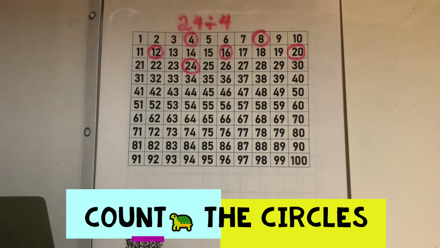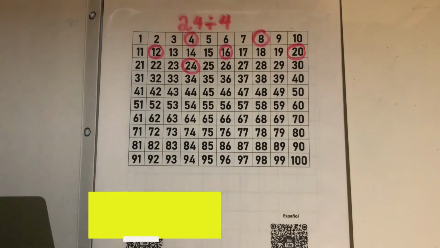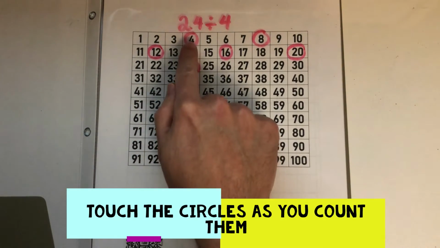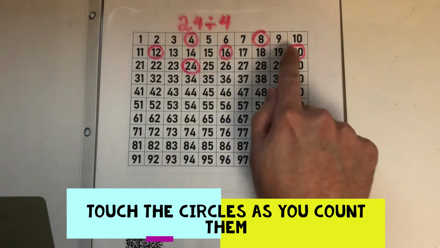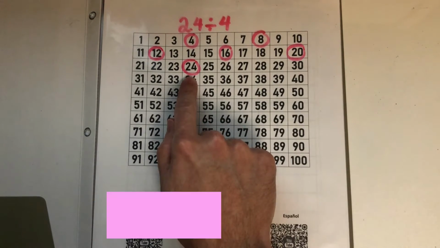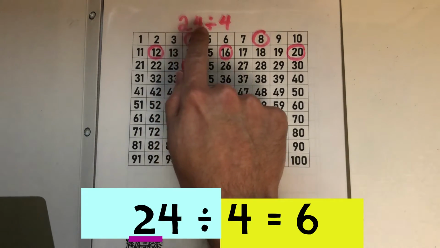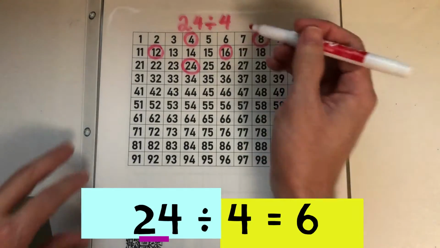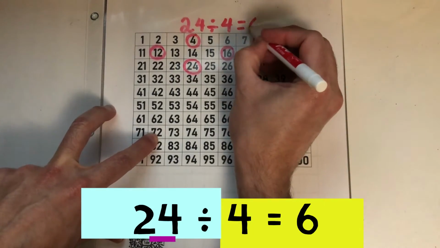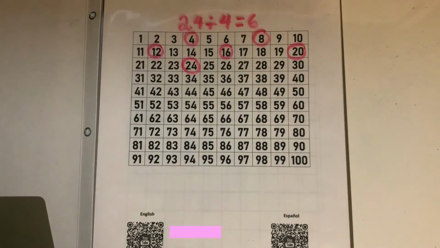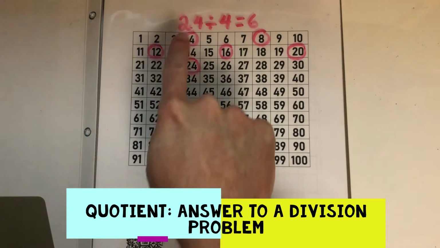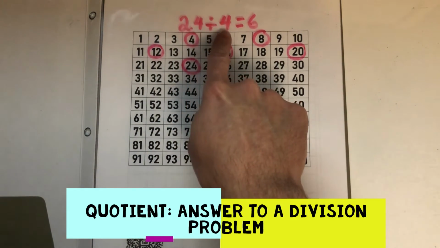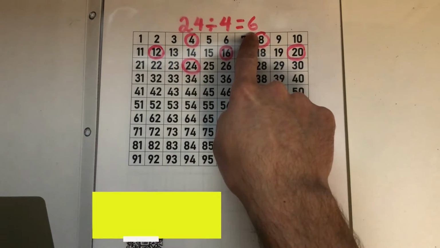Now, all that you have to do to solve your division problem is to count your circles. You're going to count your circles slowly. Touch them as you go. 1, 2, 3, 4, 5, 6. 24 divided by 4 equals 6. The answer to a division problem is called the quotient. 24 divided by 4 has a quotient of 6.